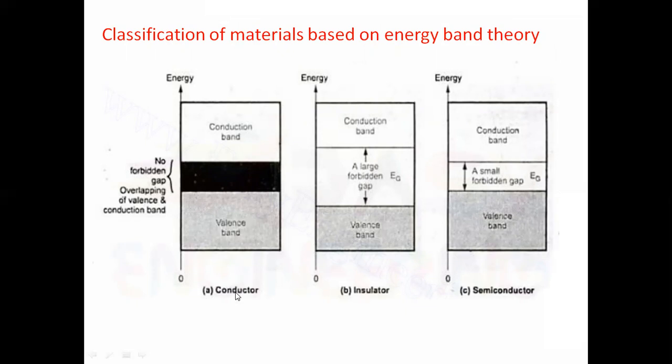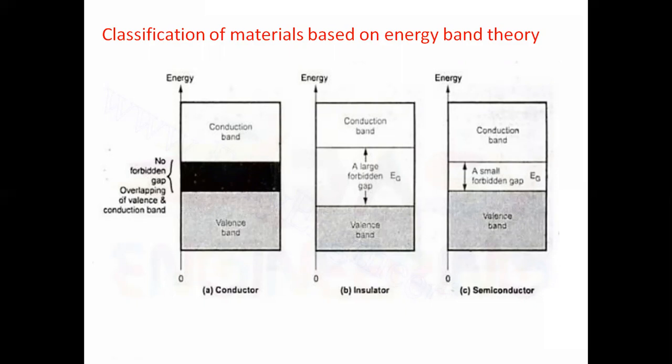For the conductors, there is no forbidden gap, because the conduction band and valence band both overlap. The conduction band and valence band both overlap, and that's why there is no forbidden gap. It means the gap between the valence band and the conduction band is 0. That's why more electrons are present in conductors, readily able to move.